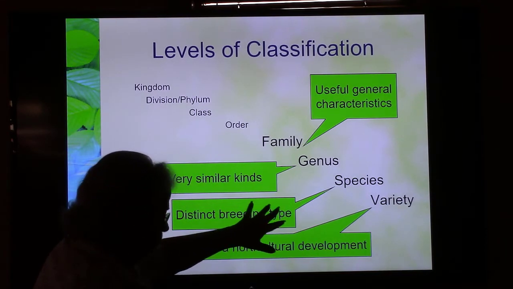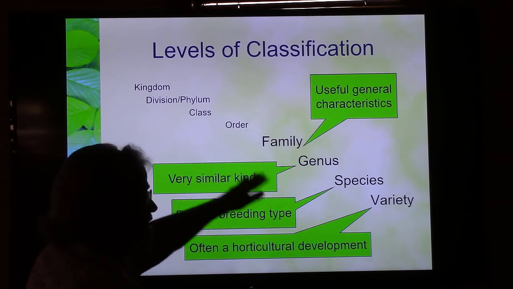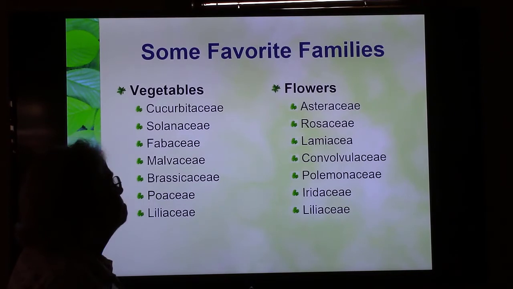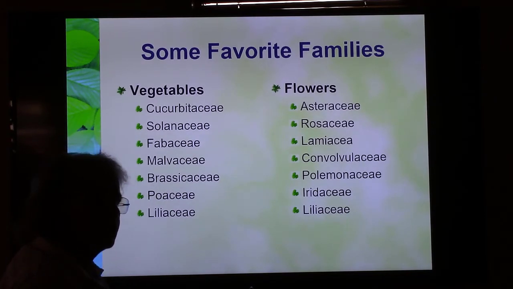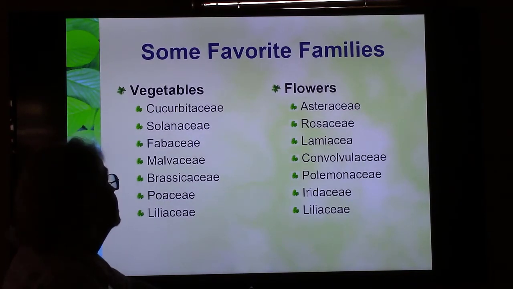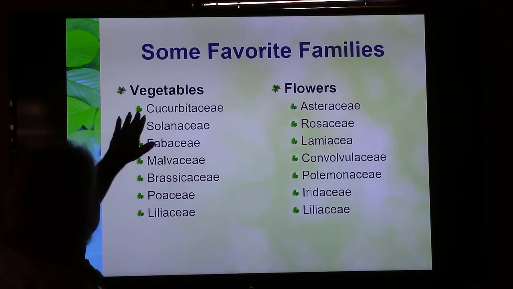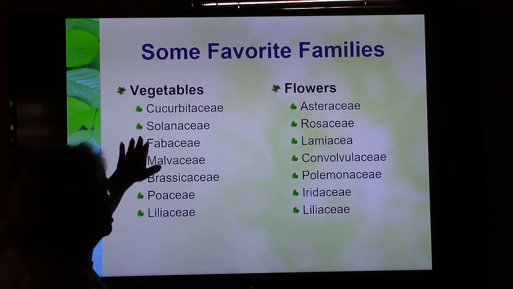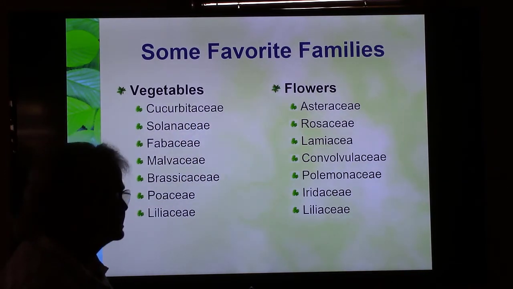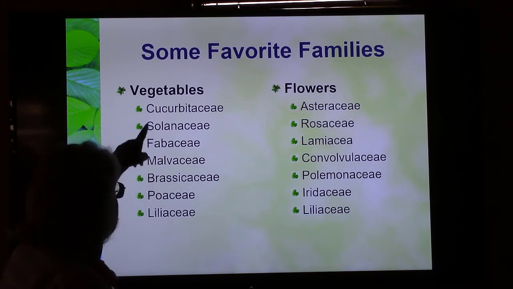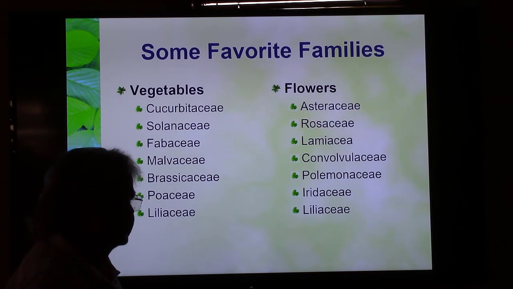Now, we use these categories as we learn, as we plant our gardens. We find out that a lot of the things that we grow in our gardens come from a rather short list of families. Whether we're interested in vegetables or flowers, the list is not super long for our favorites. Let's start with vegetables and look at that list.